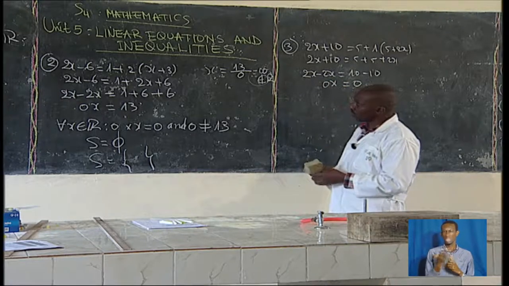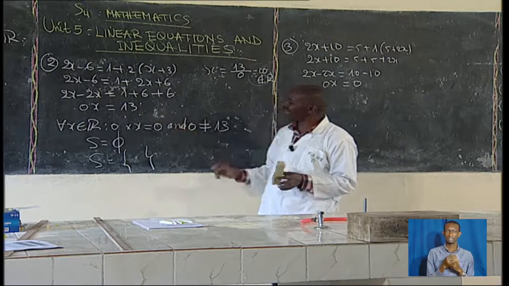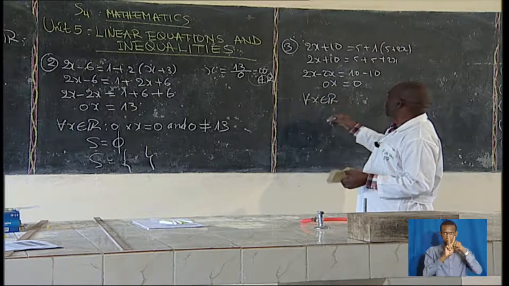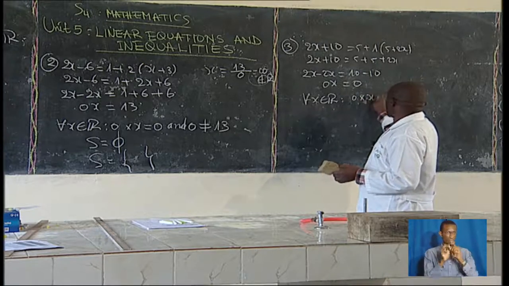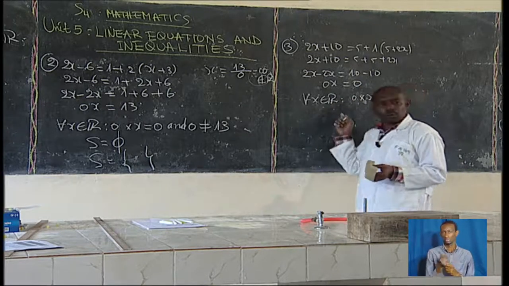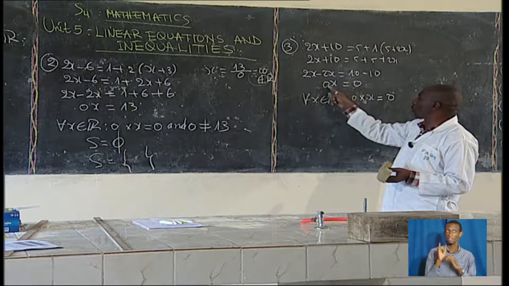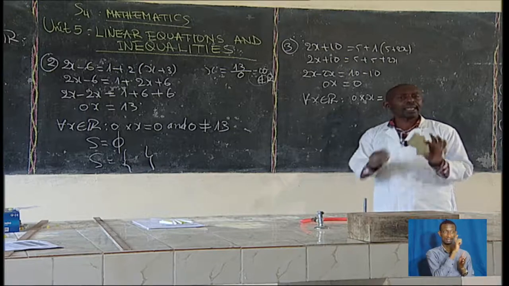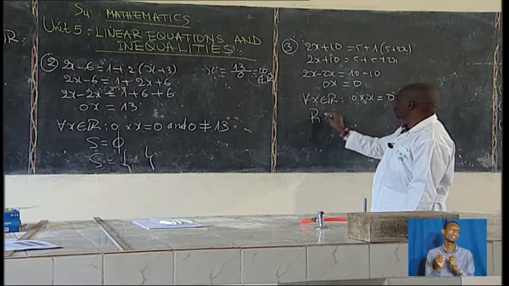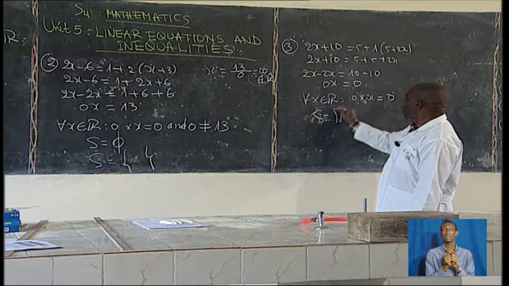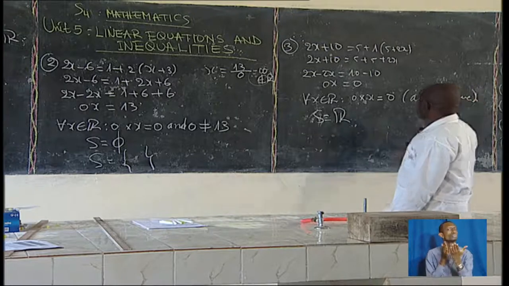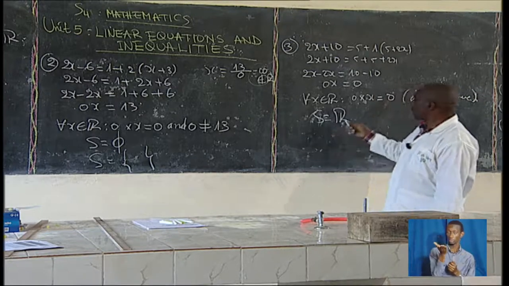We have another situation which looks like the previous one, but there is a difference. For any real number x, 0 times x is always equal to 0, and the 0, of course, equals 0. For this kind of equation, where the right-hand side is equal to the left-hand side, you have 0 = 0. It means any real number verifies the given equation. Therefore, the set of solution is the set of real numbers. This is always true.